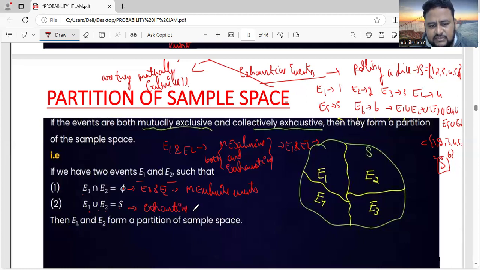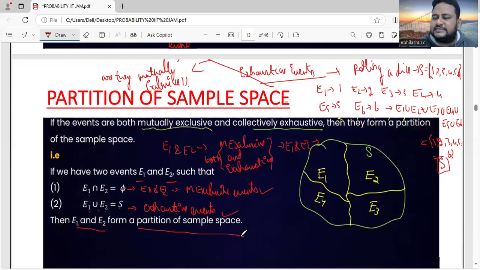So that means what, friends? If you have two events such that, first condition, they are mutually exclusive, and second condition, they are exhaustive events. It should be both this and this. Then we say that event 1 and event 2 form a partition of the sample space.